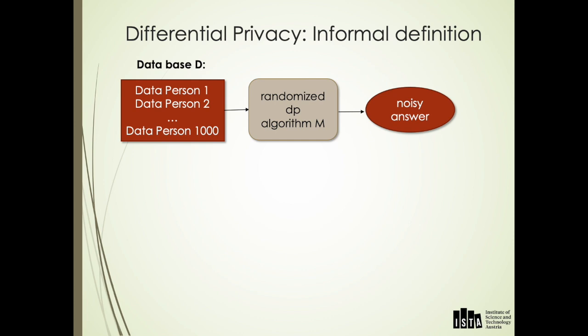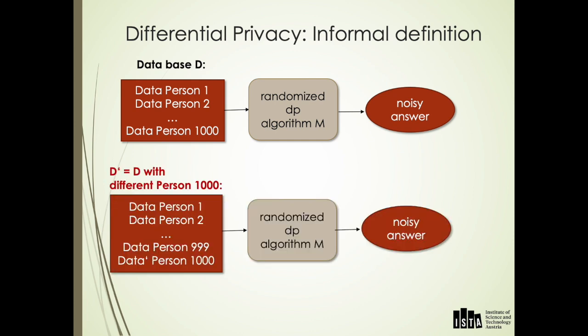Okay, so now let me give you the informal definition before giving you the formal definition. The informal definition is as follows. Assume you have a database with 1,000 people in it, and you run some randomized algorithm on it. Maybe computing the average salary or something. And it gives you some noisy answer. Noisy meaning because there was some randomization involved.